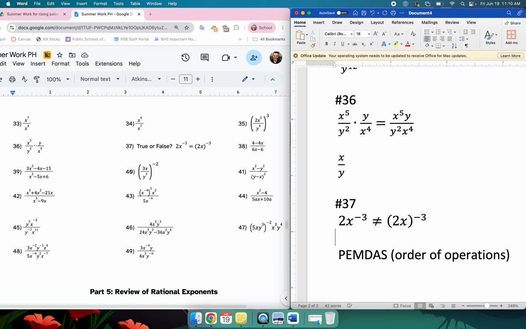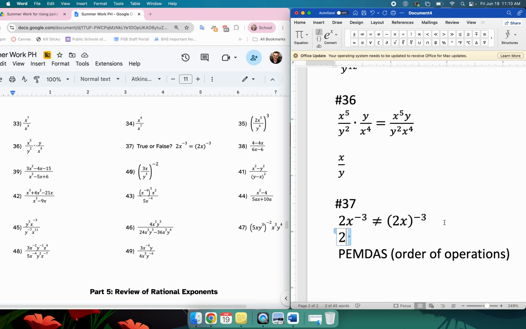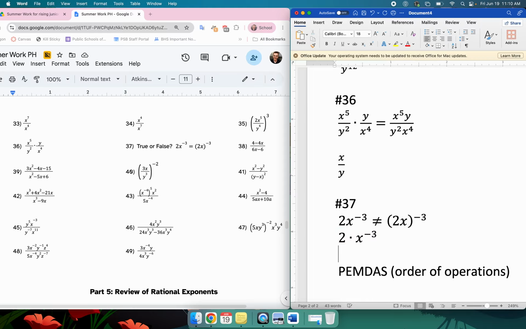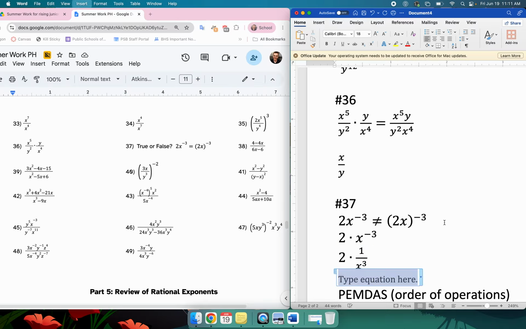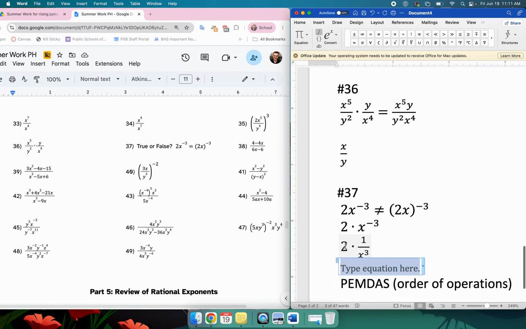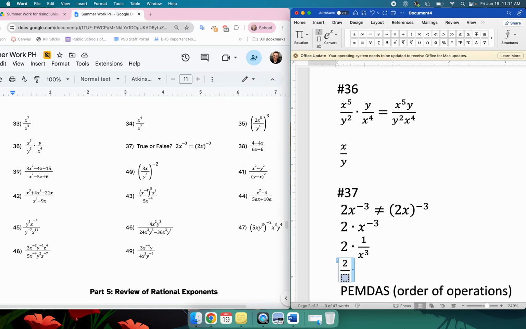The right-hand side, so just to be clear, the left-hand side can be thought of as 2 times x to the -3. You can kind of view them as being separate objects. x to the -3, according to the negative exponent rule, is 1 over x cubed. And if you multiply these two together, you can think of the 2 as 2 over 1. That gives you 2 over x cubed. So that's what the left-hand side is.